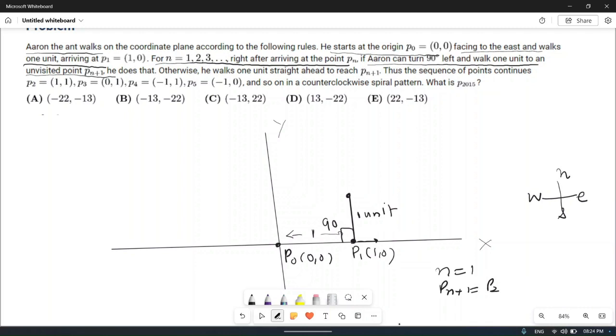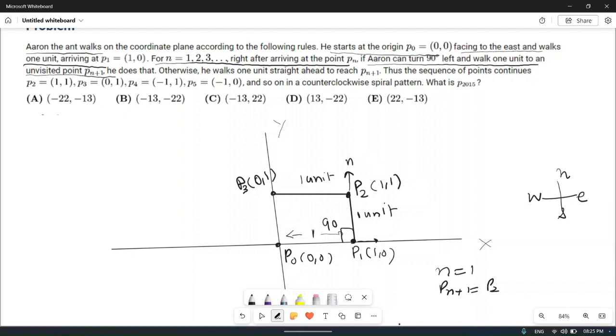There is no visited point. See, this is my visited point. I have already visited P0. I have already visited P1. So this is my new point. So yes, I can visit here. This is my P2, (1, 1). So again, it takes a left turn. So for this north, south, the left turn would be this side. And it walks 1 unit and reaches an unvisited point again. So this is called P3. This is (0, 1). Now it's facing towards west.